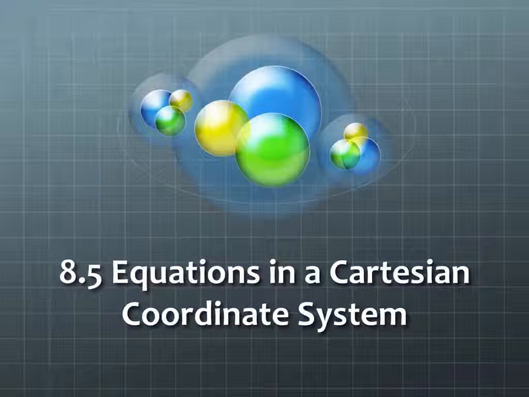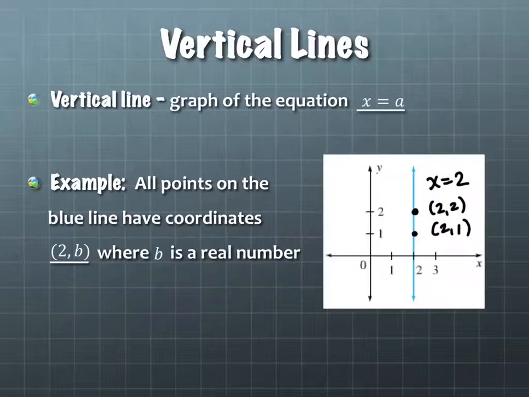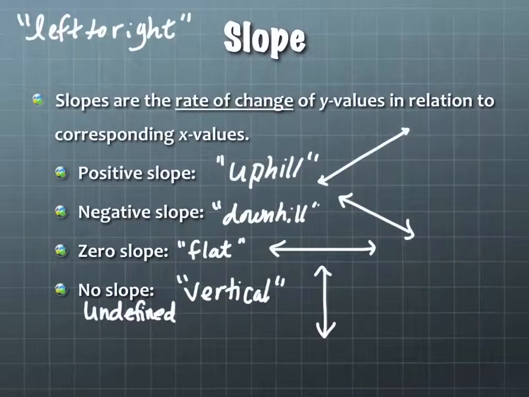Last time we started section 8.5, we were looking at equations in the Cartesian coordinate system. And we had talked about equations, graphing them, finding them given certain pieces of information. And today we're going to move into systems of equations.